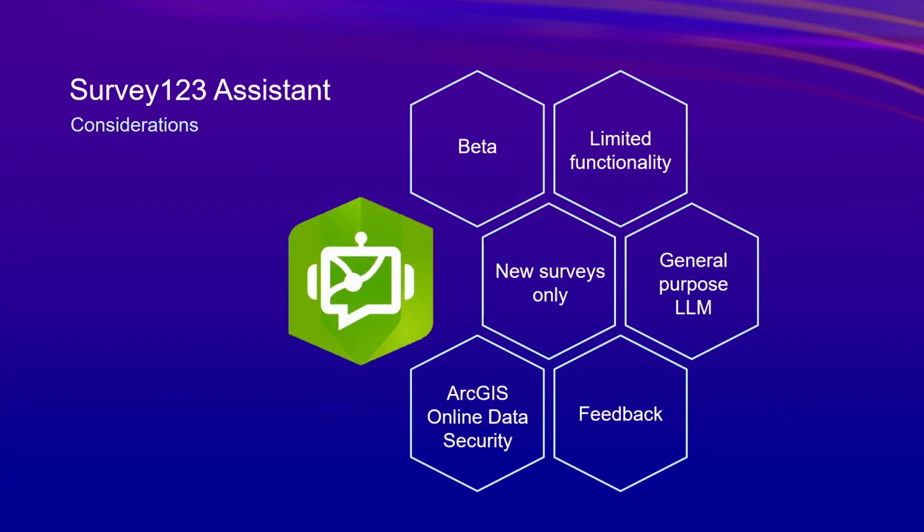Now, before I hand over to Richard, it's worth mentioning that, like any AI tool, there are some considerations that need to be kept in mind when using the Survey123 assistant. You can see these summarized here, and I'll just call out a few. First, the assistant is still in beta, so its appearance and functionality is subject to change. It's also based on a general-purpose large language model, which means it's not specifically trained on GIS data, and you will need to validate and double-check any of the outputs produced. This also means the model is not built on your data, and its implementation strictly follows ArcGIS Online data security and privacy guidelines.